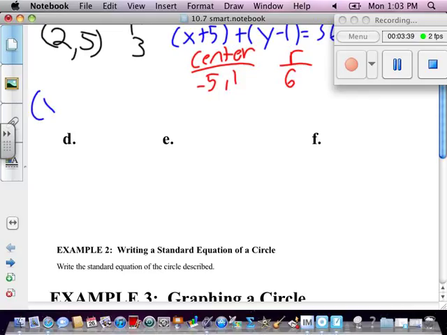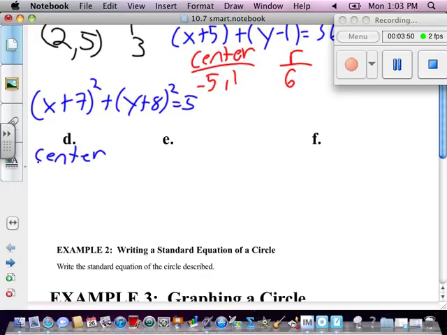We've got x plus 7 squared plus y plus 8 squared equals 5. Let's first talk about the center. Jada, what do you think the center would be? Negative 7, negative 8. Okay. So that's just the opposite. Now here's the hard part, Jada. What would the radius be?